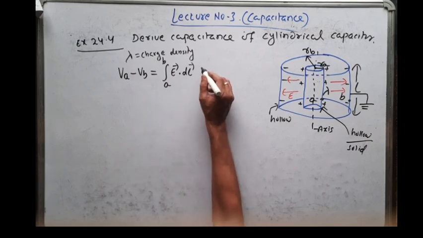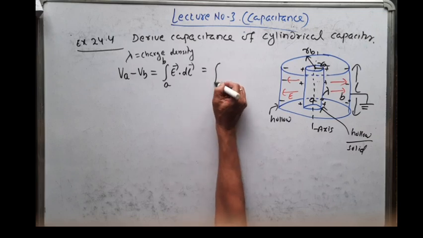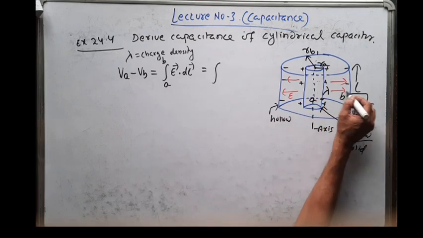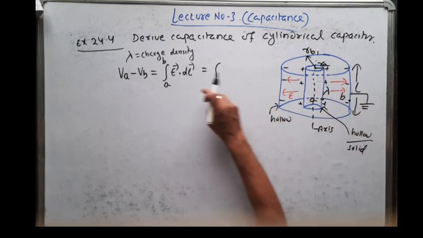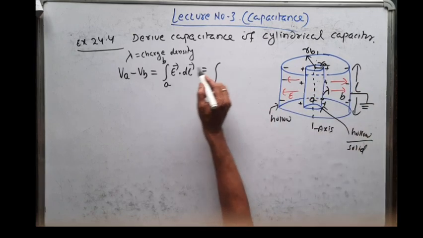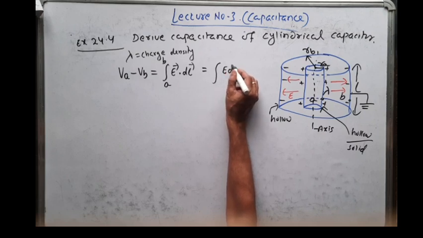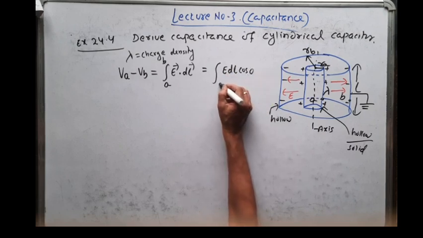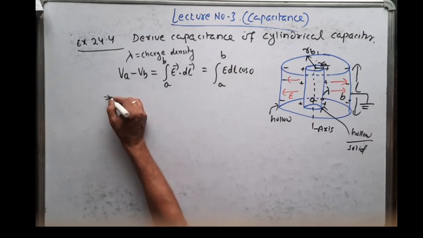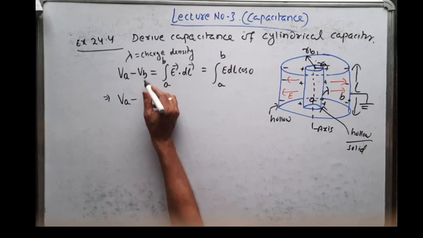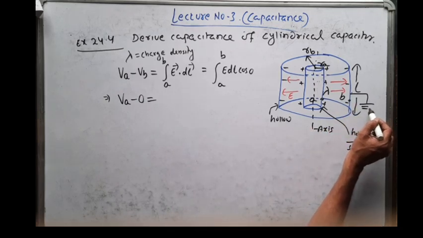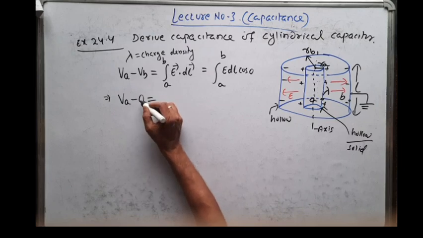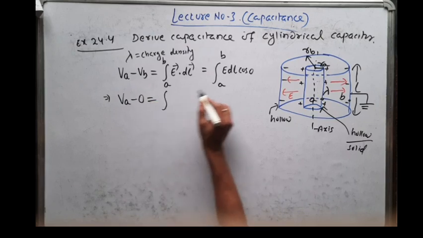So that is equal to the integration of E, the electric field intensity. We are moving from point A to point B, so the direction of the electric field is from A to B, and we are moving along the same direction. So E dot dl is nothing but E dl cos 0. So VA minus VB is the integral, but VB is equal to 0, because the outer cylinder is connected to the earth. The potential of earth is 0, so the potential of B is also 0.